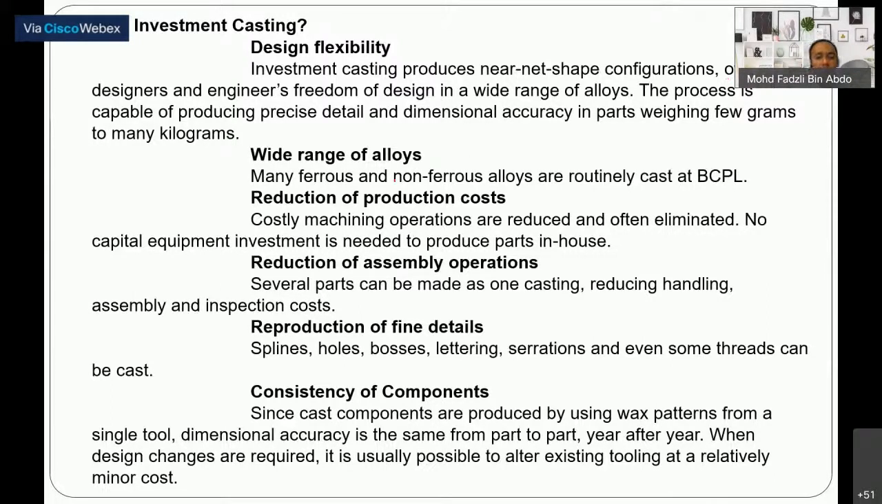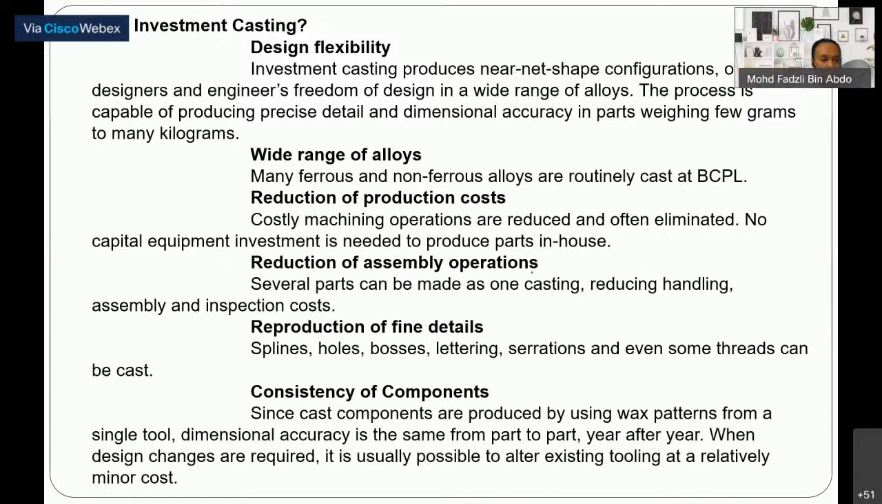And then wide range of alloys. Many ferrous and non-ferrous alloys are routinely cast by this investment casting. And then reduction of production cost. Costly machining operations are reduced and often eliminated. No capital equipment investment is needed to produce the part in-house.